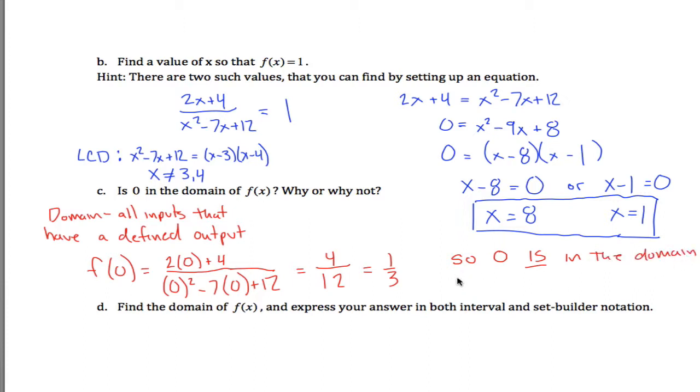And really the reason why 0 is in the domain is because this 1/3 right here is a number, as opposed to being undefined.